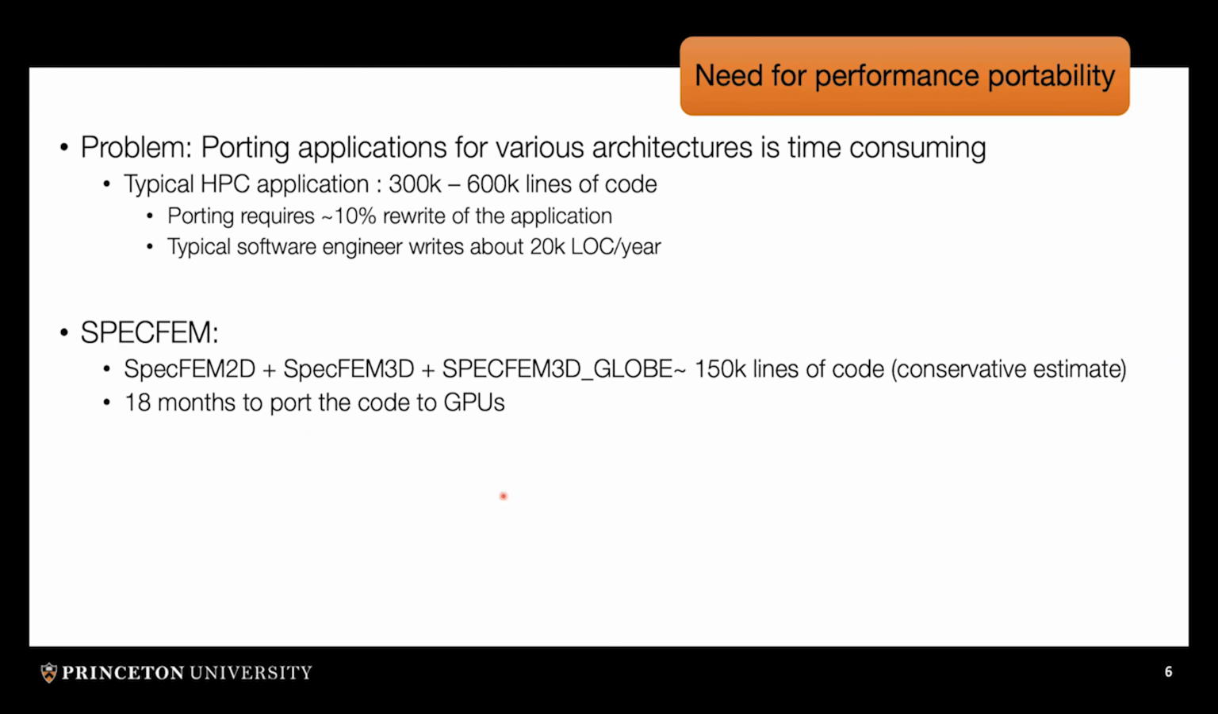But the porting part itself is a very time-consuming problem. So if you think about a typical HPC application with 300 to 600 lines of code, and let's say porting requires only 10% of the rewrite of the code, and a typical software engineer writes about 20K lines of code a year, then you're thinking about 2 to 3 years' worth of a software engineer's time just to port the application towards one specific vendor-specific hardware.